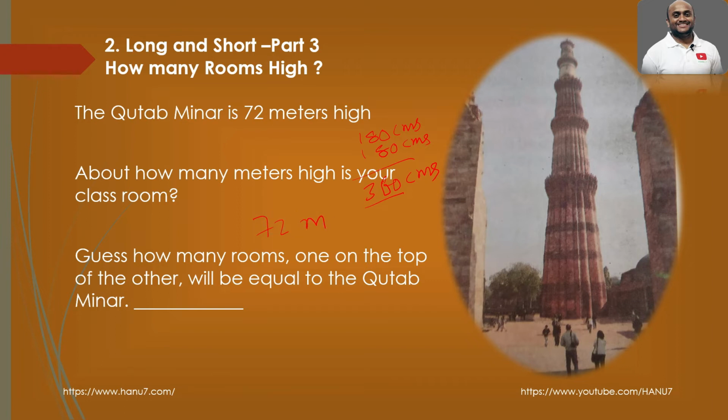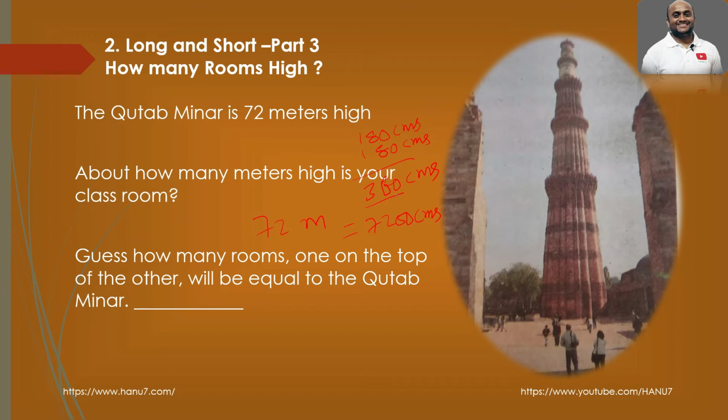Just in the first slide we have seen 1 meter is equal to how many centimeters? It is 100 centimeters. So 7200, that is equal to 7200 centimeters. Okay, so the Qutub Minar height is 72 meters, so I got 7,200 centimeters. I have with me a room which is 360 centimeters. So if I multiply this with how much number, you will get this.